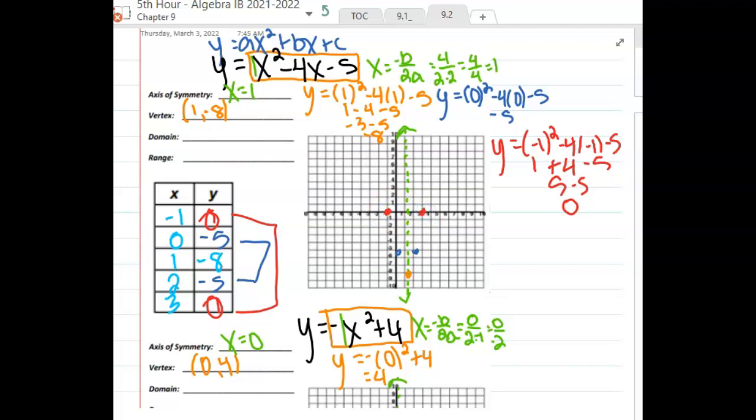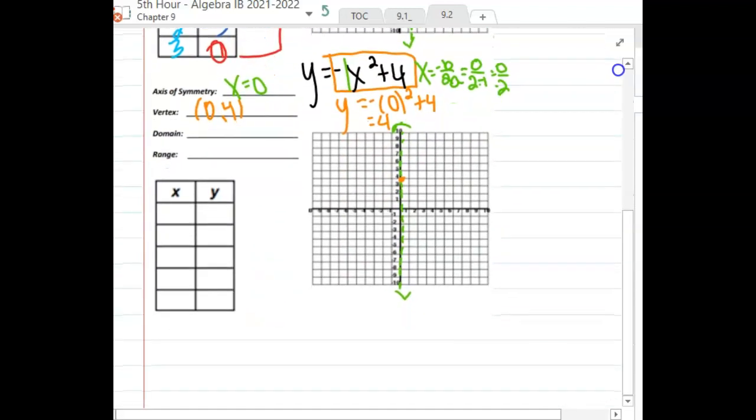Once you have your points, you can connect them. Remember, it's always going to be a curve. It shouldn't ever come to a point like a V. It should always be a curve. That's all we're adding today, is you're going to have to find those additional 4 points. Okay? And let's try this last one that we put in your notes.